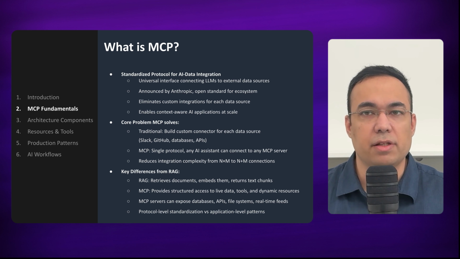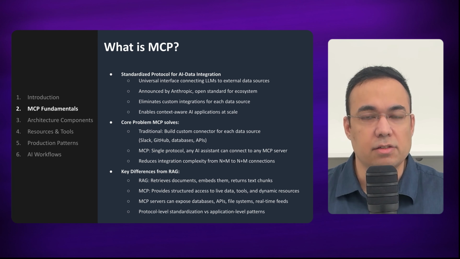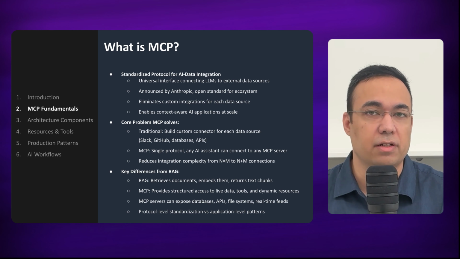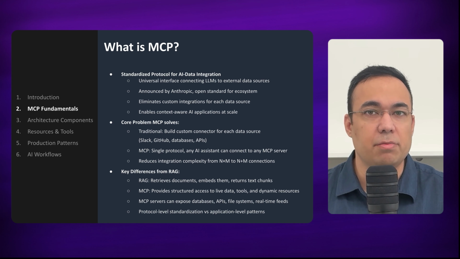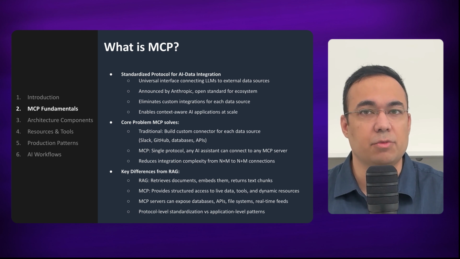Here's the core problem MCP solves. The traditional approach is that you build custom connectors for each data source. For example, there will be a Slack connector, GitHub connector, PostgreSQL connector, and Google Drive connector. This creates an n times m problem, where n is the number of AI applications and m is the number of data sources. With MCP, any AI assistant implementing the MCP client can connect to any MCP server. Instead of n times m connections, now you have n plus m connections.